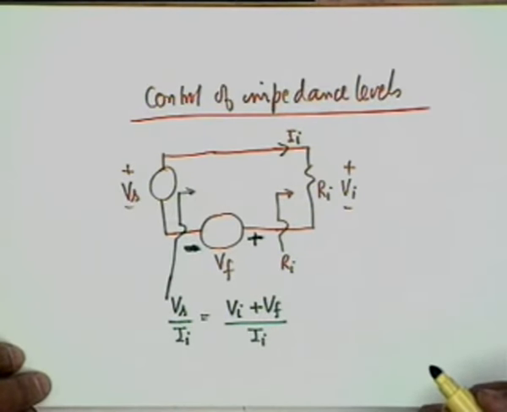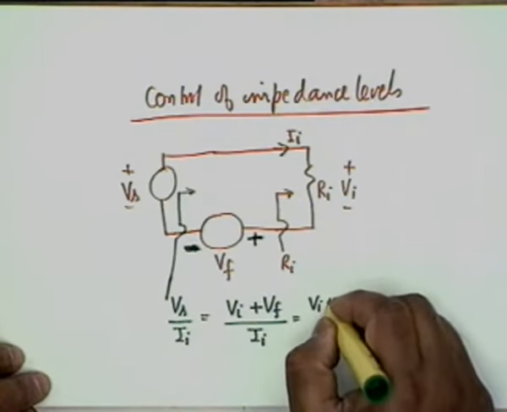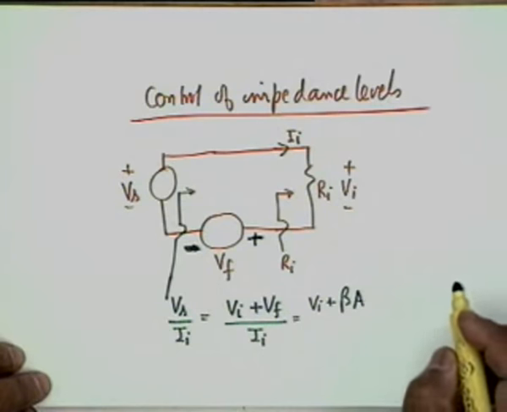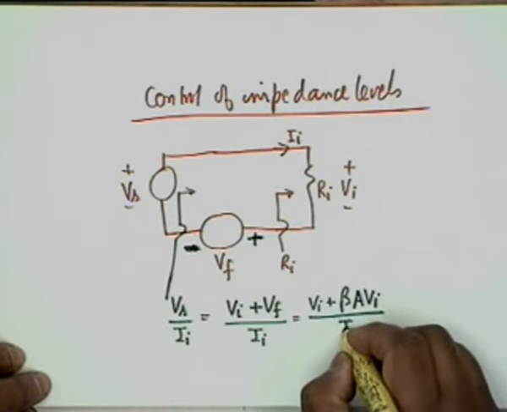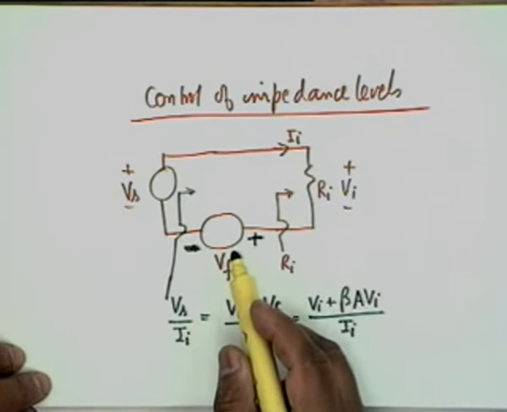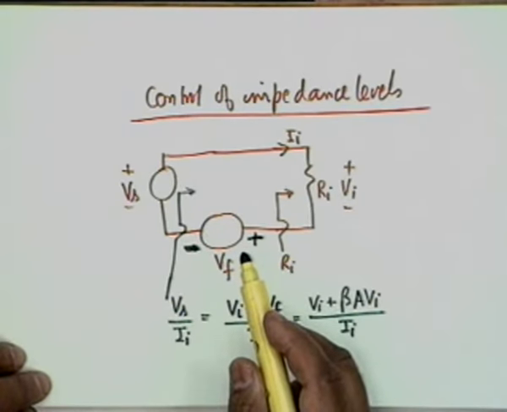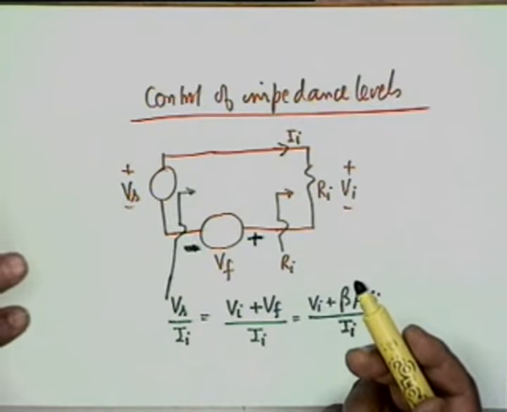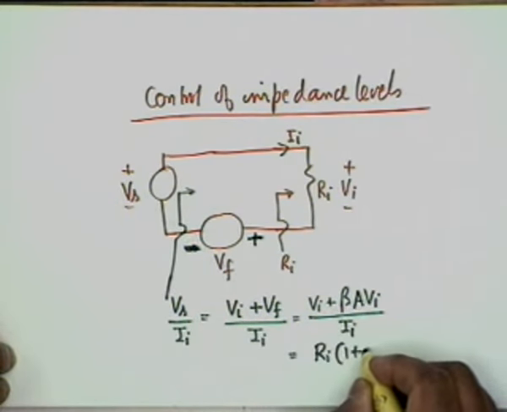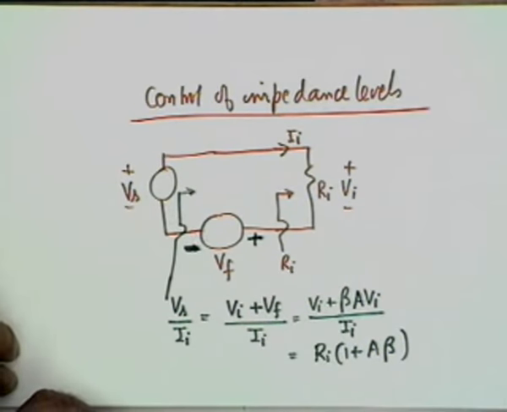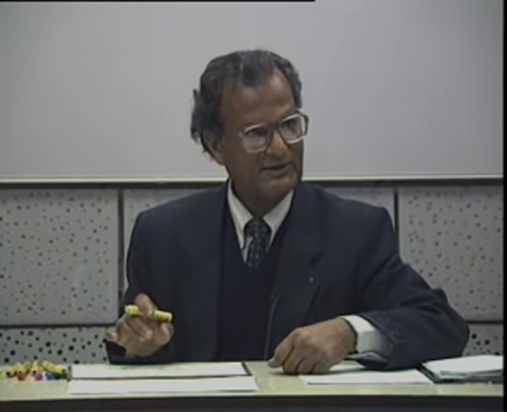Agreed? This is negative feedback, and this would be equal to Vi plus beta A Vi divided by I sub i. Agreed? The feedback voltage is beta times V0, V0 is A Vi. Okay? So this is equal to Ri multiplied by 1 plus A beta. So in series connection, the input impedance increases by the factor 1 plus A beta. And this is independent of what the output connection is. Whether the output connection is series or shunt, it does not matter. Agree? The input impedance increases with negative feedback if the input connection is series.